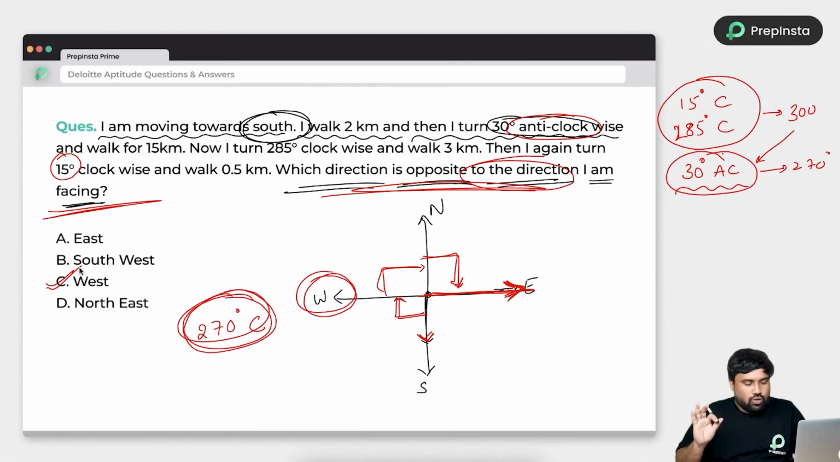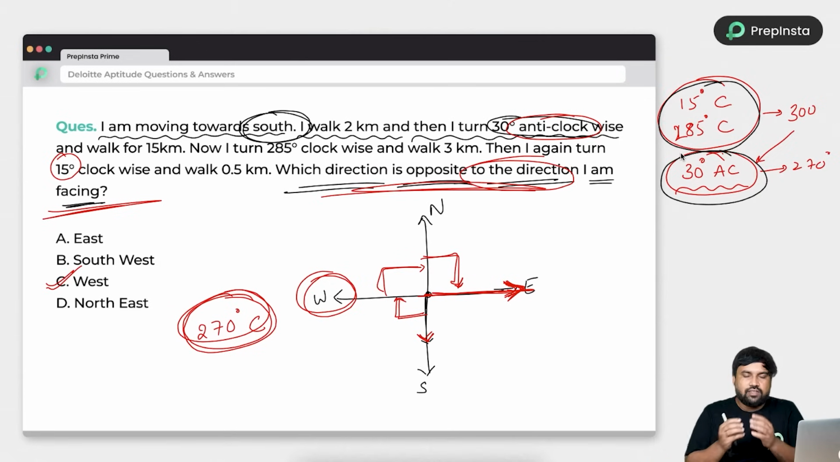This is how you need to do these types of problems without having any trouble. Remember, always add the clockwise directions and anti-clockwise directions, take the difference and do the problem. This is the best method to do. Don't follow any other methods.